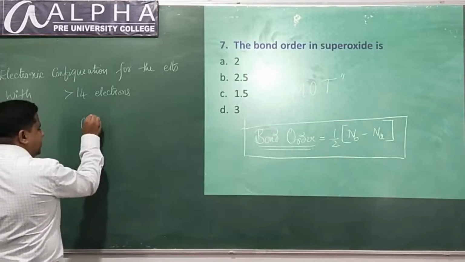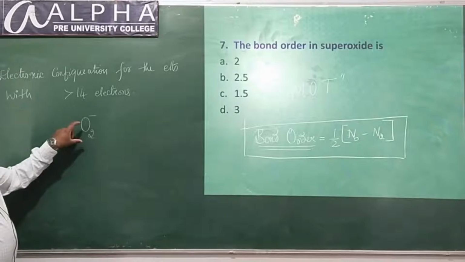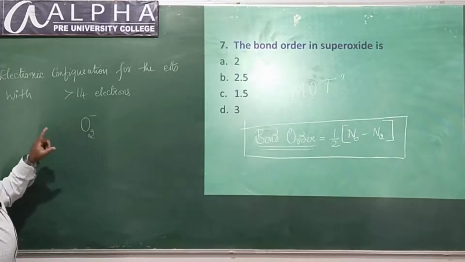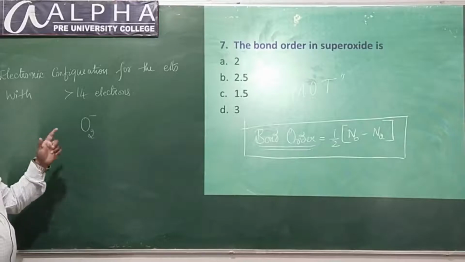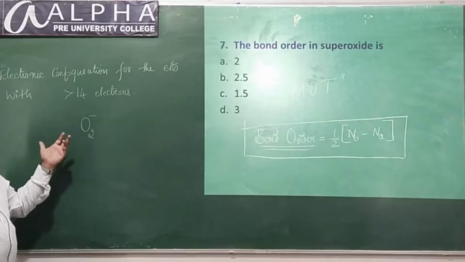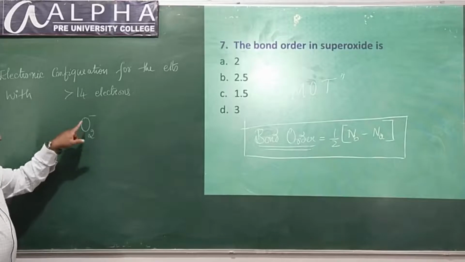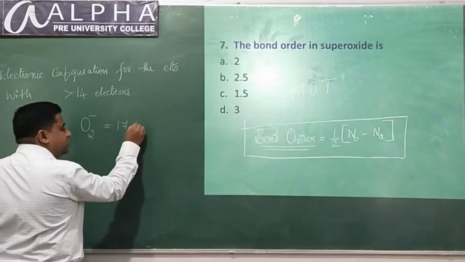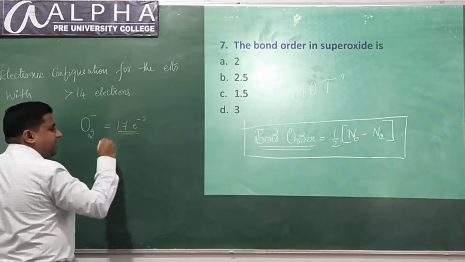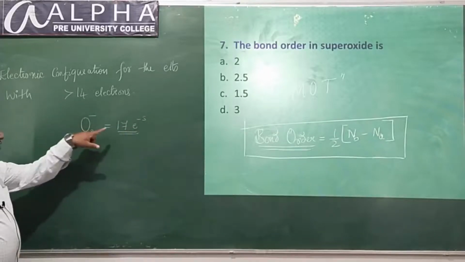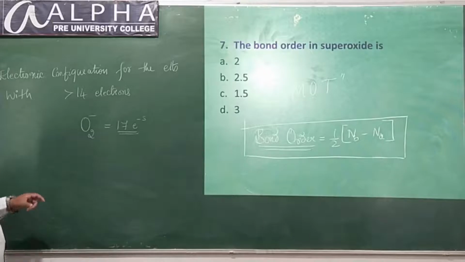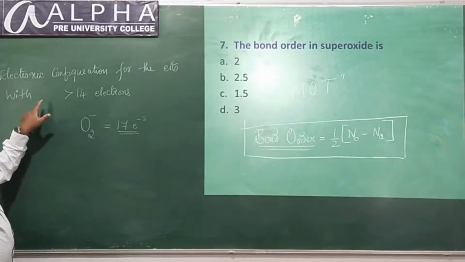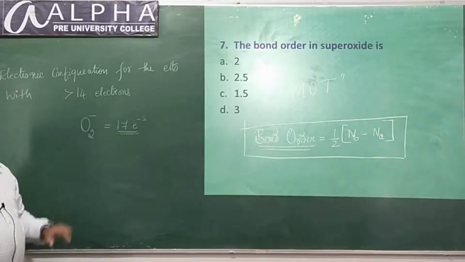O2 minus. How many electrons? There are 2 oxygen atoms. How many electrons altogether? One oxygen has 8 electrons, the other oxygen also has 8 electrons, 8 plus 8 is 16, and then there is one negative charge, so altogether 17 electrons. Is it correct? Superoxide has how many electrons? 17 electrons. So we have to use the electronic configuration for the elements with more than 14 electrons.